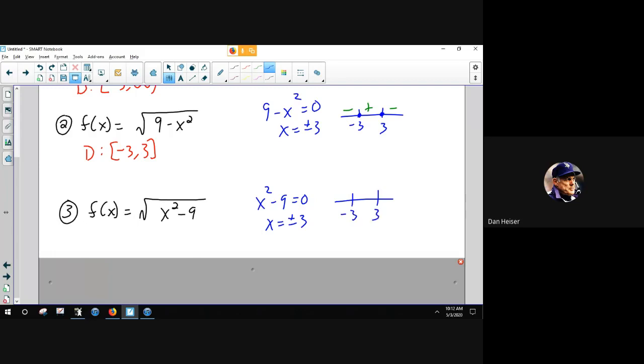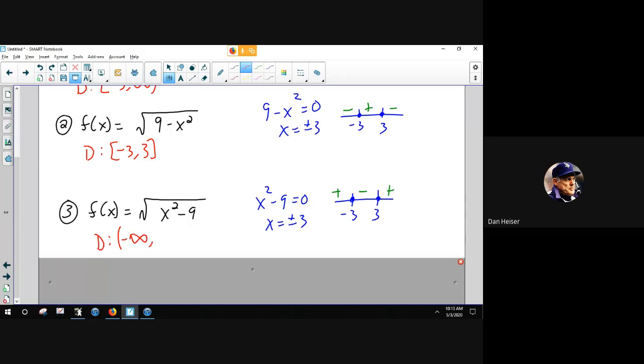So now when I make my little number line, I include those, I include those. When I pick a number to the left, here I'll pick negative 4, 16 minus 9, now that's positive. If I pick a number between them, zero is between them, 0 minus 9 is negative. And if I pick positive 4, a number to the right here, that's positive. So now my domain has changed. Switching the order has changed my domain.